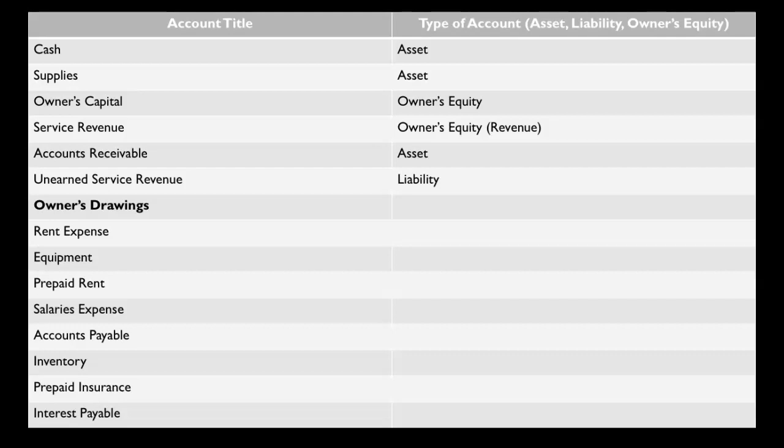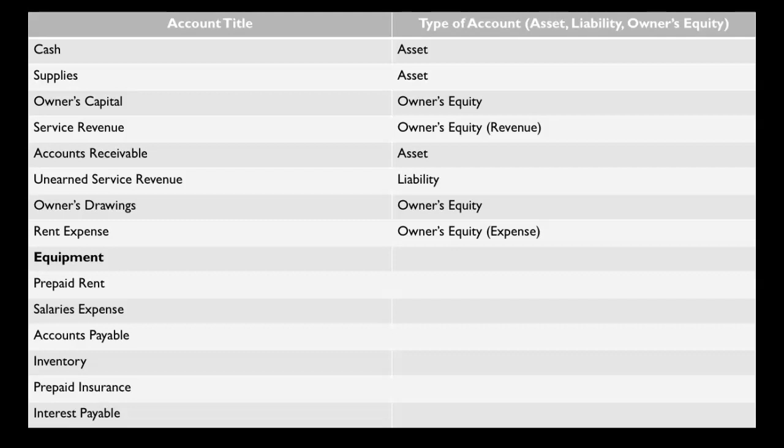Now, owner's drawings, that's one of the four pieces of your owner's equity, right? We have capital, drawings, revenues, and expenses. So those are your four pieces of owner's equity. So owner's drawings falls under owner's equity. Rent expense, well, it says it right there in the name that it's an expense account. And we just said that expenses fall under owner's equity.